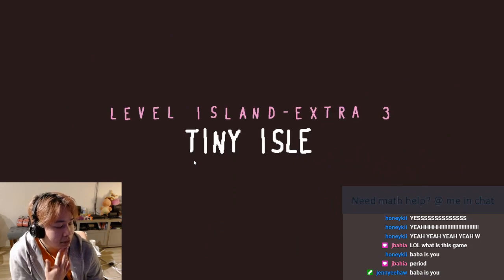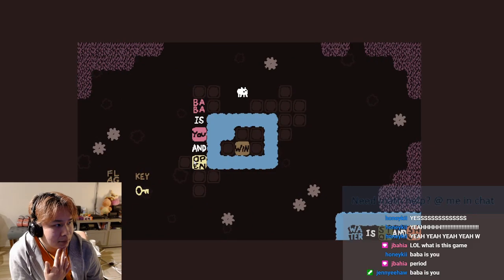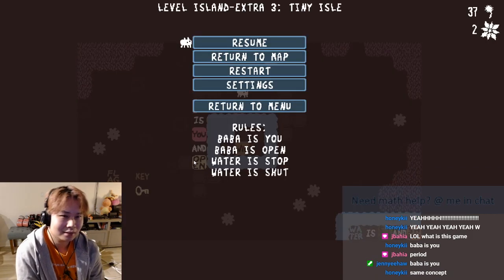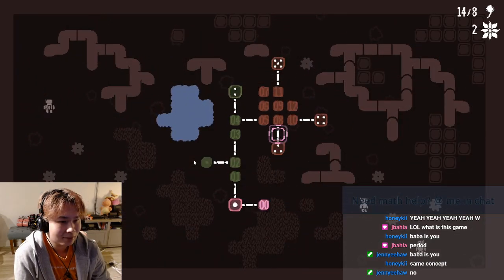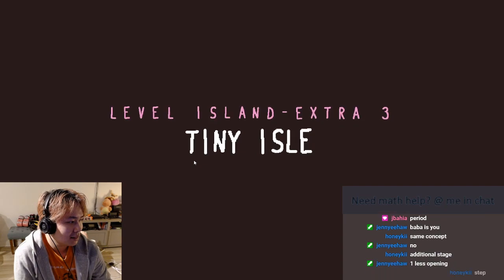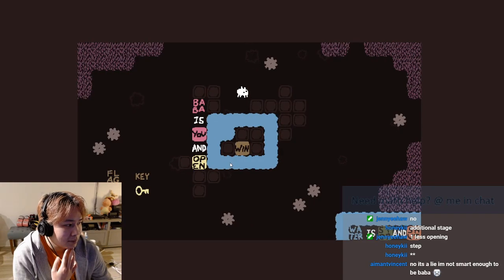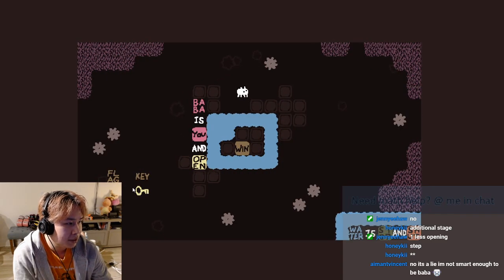Okay, let's try this one. Isn't this the same stage? Hold on. What? What's the difference? One less opening. Oh. So does that mean I somehow need to triple up? Instead of being two keys, I need to make three of the same object?